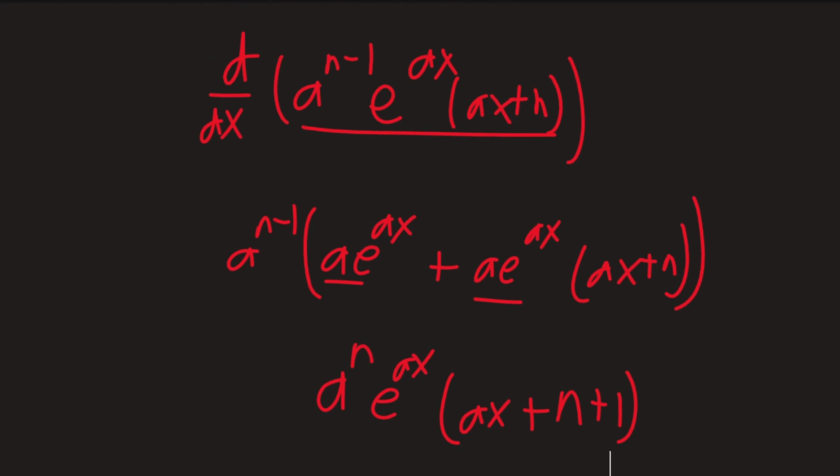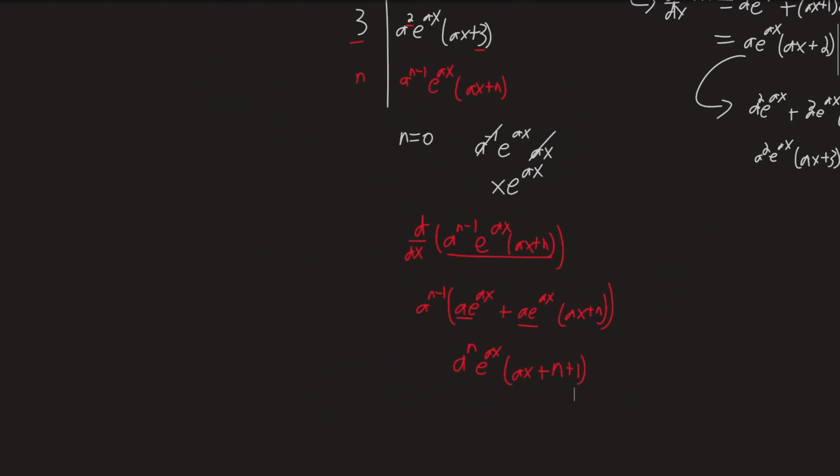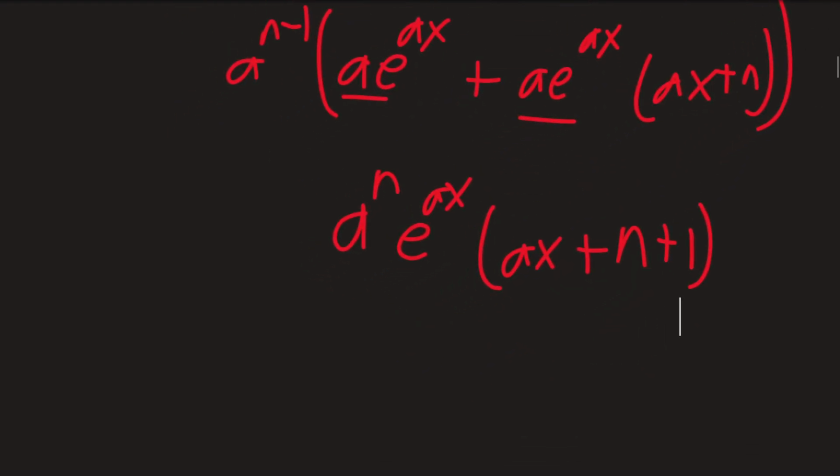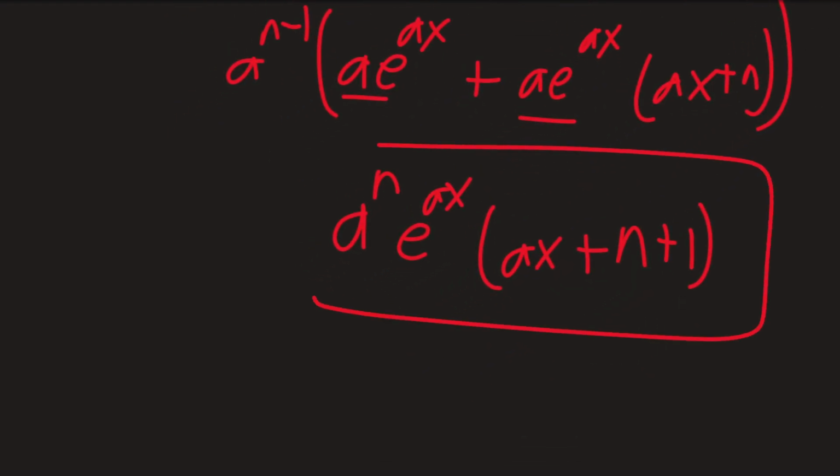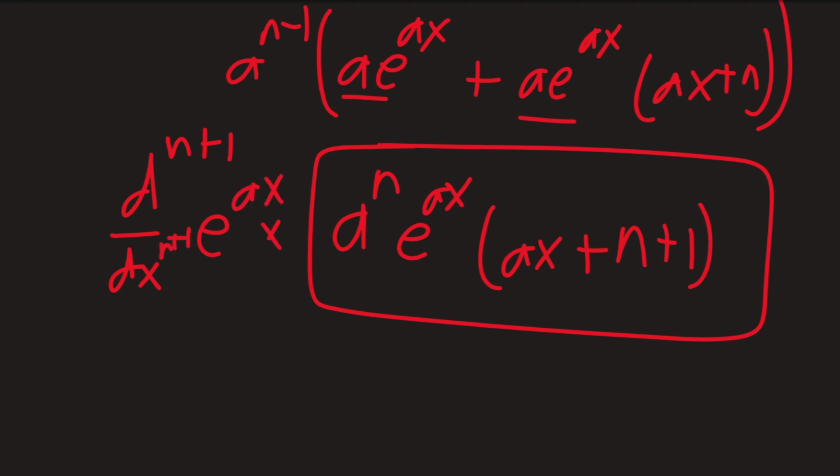So yeah, this is just a short little proof of the nth derivative, or this would be n plus 1, I suppose, of e to the ax times x. So yeah, just a little induction proof for you there.